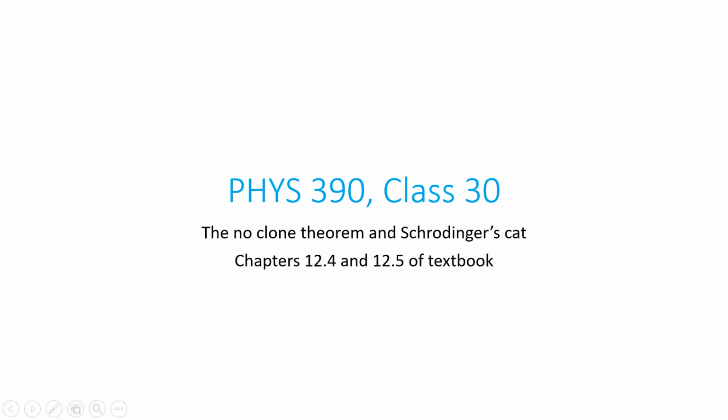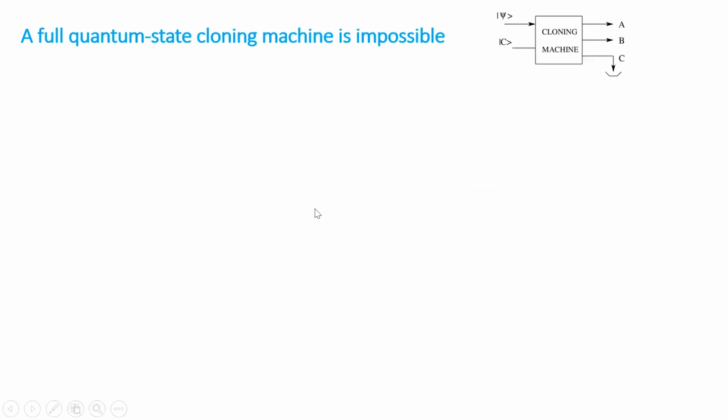So let's see what we got here. All right, so a full quantum state cloning machine is impossible. Okay, so here would be a cloning machine where we have a state coming in and it would be cloned and copies of it would come out, and we could create as many copies as we want of a given state.